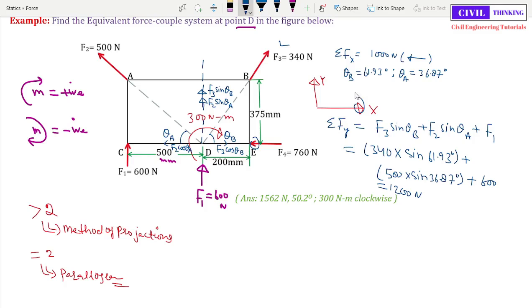I got the value of summation of f of y. Let me erase this first. Let me write here, summation of f of y is 1200 Newton, right? Since we get a positive value of 1200 Newton, and the positive are in upward direction, right? So it is in upward direction. Let me erase all of this first.